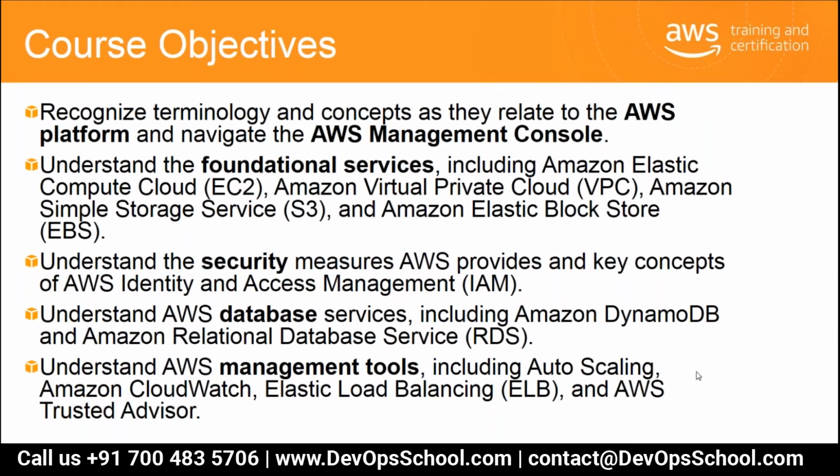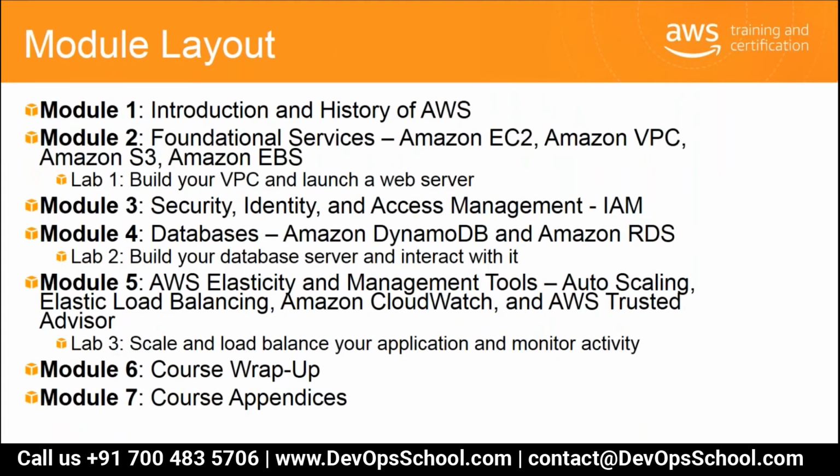So this will be the high-level objective of the course, and I'll explain the layout of this course. It is laid out in 7 modules altogether. In the first module, we will talk about introduction and history at a high level, and then we will have some foundational services, as I told you: EC2, VPC, S3, and EBS. In the third module, we will talk about security and access management. In the fourth, we will talk about databases and the different offerings AWS provides. In the fifth, we will talk about AWS elasticity and some management tools.